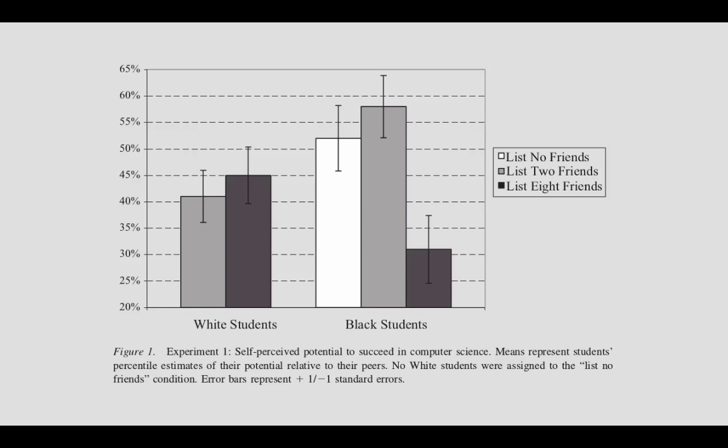So we can see here several standard deviations difference between those that felt like they had all the friends they should and those that didn't. This particular graph is about their perceived potential to succeed. This study measures several other aspects of their performance as well. So this was the scenario that shows that stress does indeed matter and matters more for stereotypically threatened students than for others.